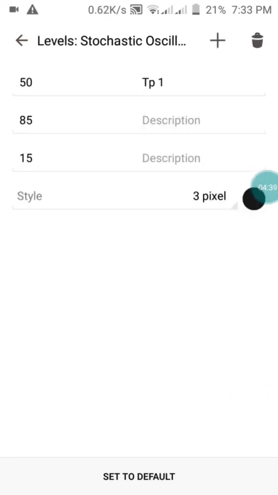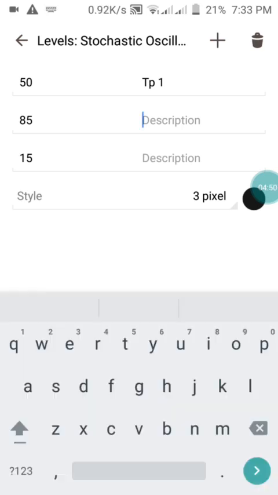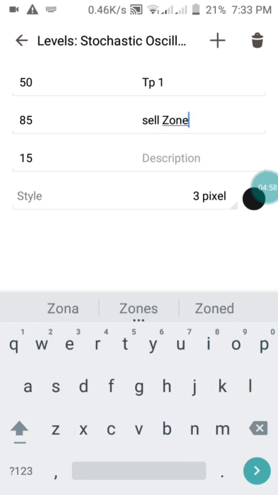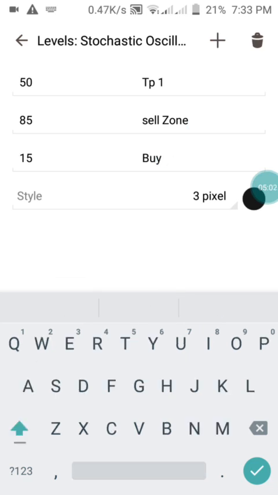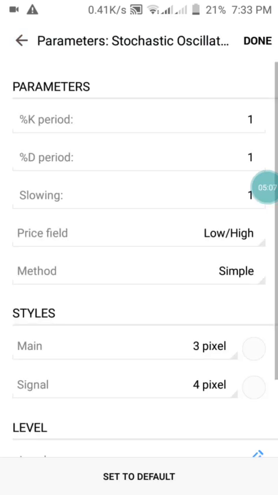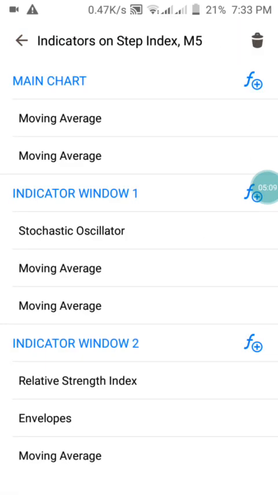So I have different levels here which you need to understand. We are going to be taking 50 as our take profit 1, and we are going to be taking 80 as our sell area, sell zone. You need to understand this particular area. This is our sell zone, and our 15 is going to be our buy zone. Once you are done with this, you can easily press on done. So that is exactly what you need.